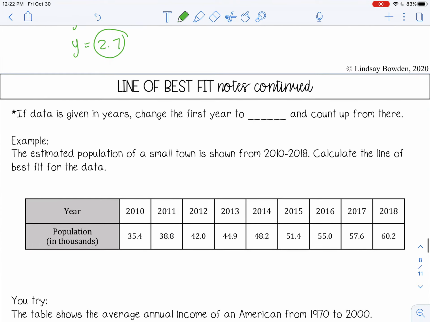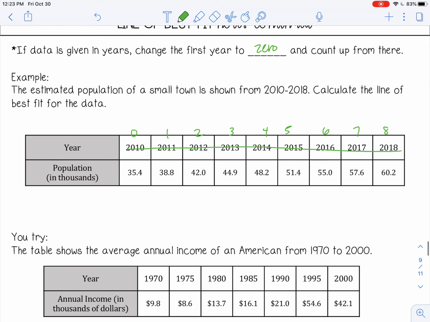All right, if data is given in years, change the first year to 0 and count it from there. So the estimated population of a small town is shown from 2010 to 2018. Calculate the line of best fit. So don't put 2010 to 2018 in your graphing calculator. Start at 0 and then count up from there, and that's what you're going to enter. So pause the video now and enter that. All right, so you should have gotten y equals 3.1x plus 35.6.